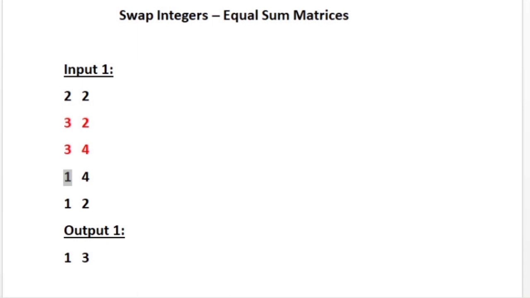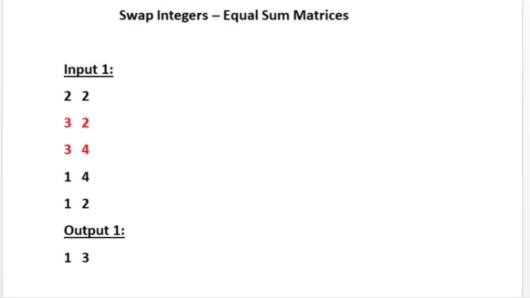And even after checking all the positions, if we are not able to form two integer matrices in which the sums of all the integers are the same, then we should print -1 as our output. So we have to print -1 as our output for two cases. First, if we are not able to form two integer matrices with the same sum even after swapping. The second case is if both the input matrices, without performing any swapping operations, have the same sum, then again we should print -1. So these are the two cases in which we should print -1 as our output.